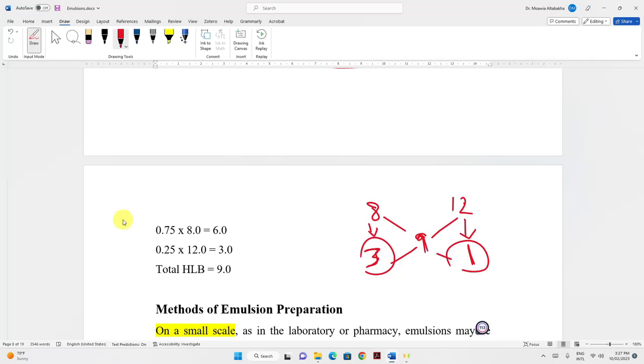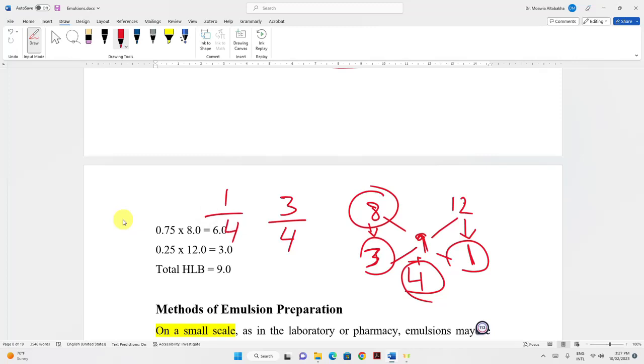Of course, there is another way, a scientific way to do this, but I will go with the easy one. So you need 1 part from 12 and 3 parts from the 8. How? See, the total parts are 4, which is 3 plus 1. This is the total. From the 8 you need 3 out of 4, and from the 12 you need 1 out of 4.